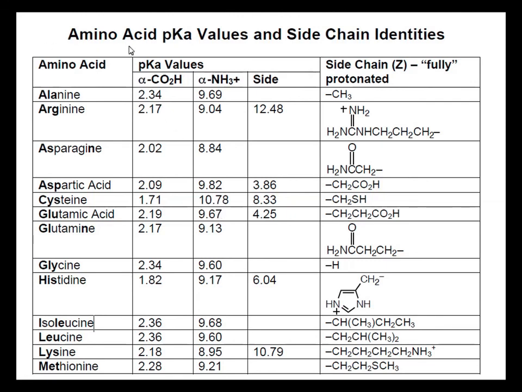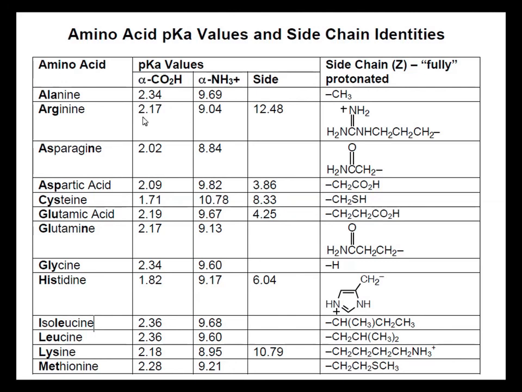Here is a handout that you'll have on the exams with the amino acid pKa values and side chain identities. So for alanine, we follow across. Here you see the pKa value for its backbone carboxylic acid group, its backbone ammonium group, and its side chain is a simple CH3, so it doesn't have any pKa for that side chain. That hydrogen is not acidic at all, doesn't leave. This is not a minus charge.